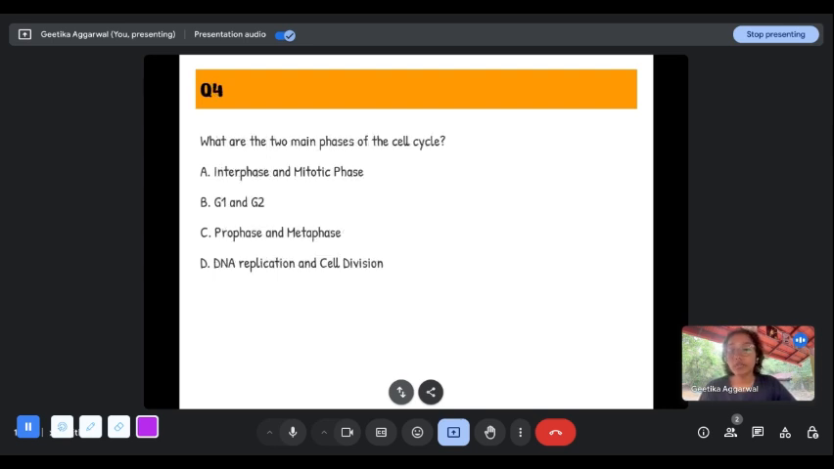What are the two main phases of the cell cycle? Is it interphase and mitotic phase, G1 and G2, prophase and metaphase, or DNA replication and cell division? Which of these are the two main phases of the cell cycle, or in which the cell cycle can be divided? The correct answer to this question is actually the interphase and the mitotic phase, as we already discussed. Interphase has the G1, S, and G2 phase, and the mitotic has further prophase, metaphase, anaphase, telophase.